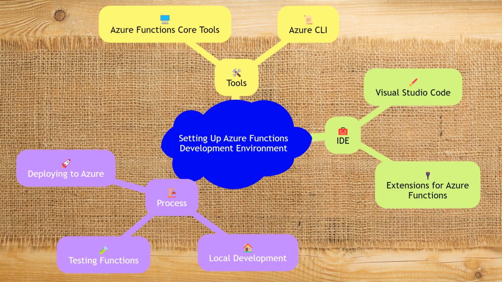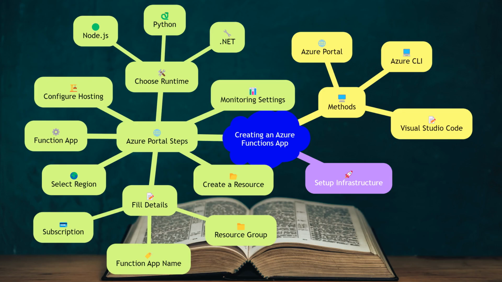Before creating an Azure Functions app, you need to set up your development environment. This involves installing the Azure Functions core tools, which provide a local development experience, and the Azure CLI for managing your Azure resources. You will also need an integrated development environment, IDE, like Visual Studio Code, which offers extensions for Azure Functions development. Once your environment is set up, you can start creating and testing your functions locally before deploying them to Azure.